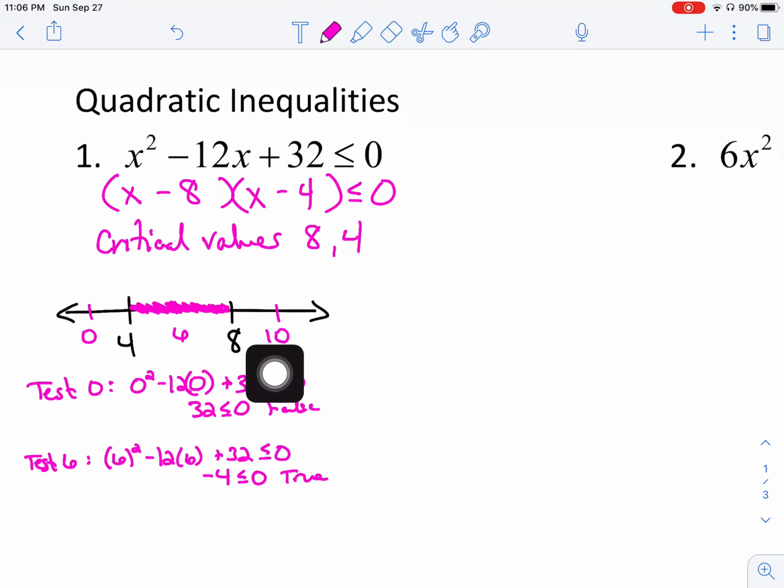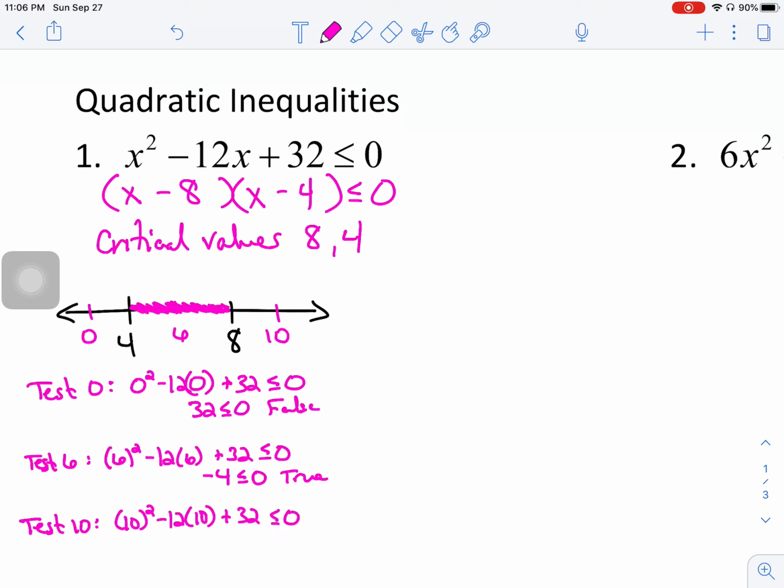I also want to test 10 and see if that works. All right, so test 10. Now, these tests, you do not actually have to write out. I'm just writing it out so you guys can see what I'm talking about. Again, this whole left side I'm just going to put into a calculator. All right. So this is going to be 12 is less than or equal to 0. That is false. So that tells me that every number greater than 8 does not work.